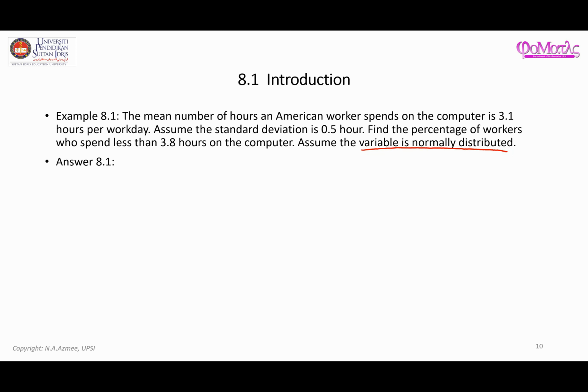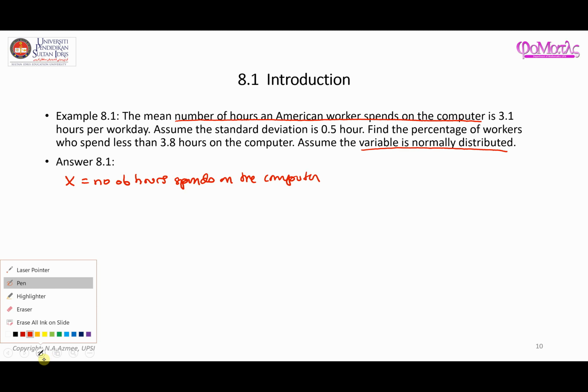So what is our variable here? Our variable is the number of hours an American worker spends on the computer. So here is x. X is the number of hours spent on the computer. And of course, you can imagine the value of it is going to be different from one person to another.